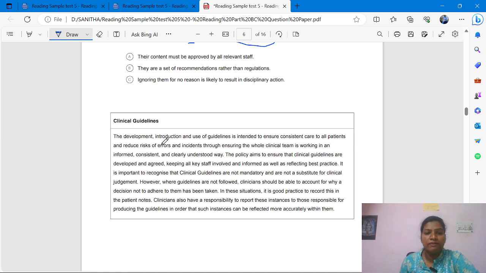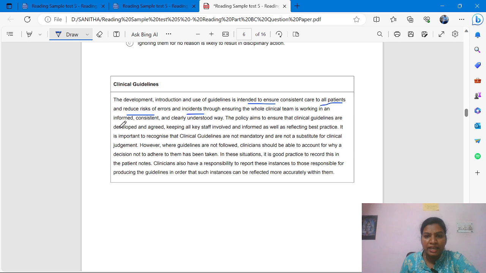The development, introduction, and use of guidelines is intended to ensure consistent care to all patients and reduce risk of errors and incidents through ensuring the whole clinical team is working in an informed, consistent, clearly understood way.